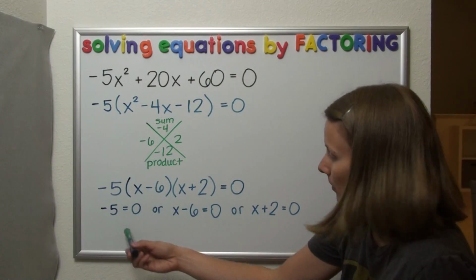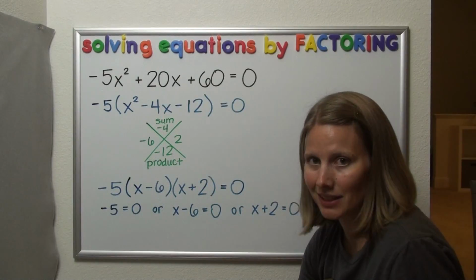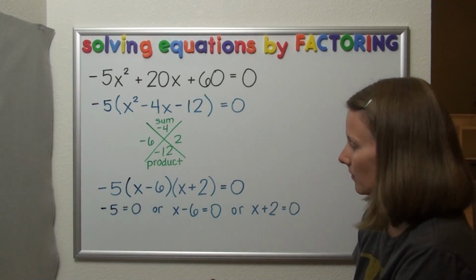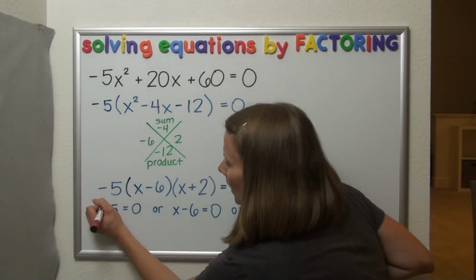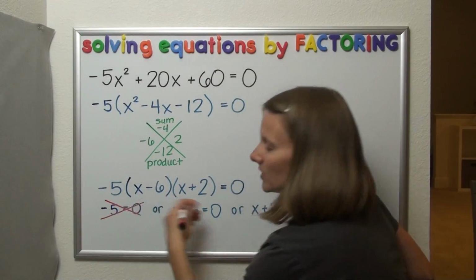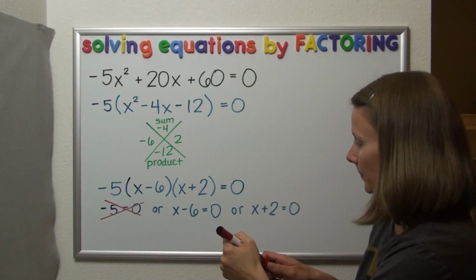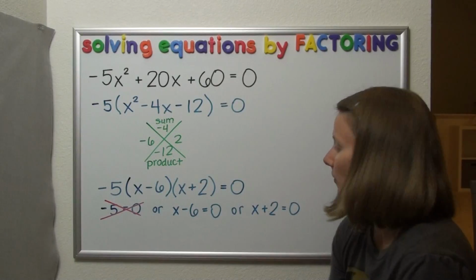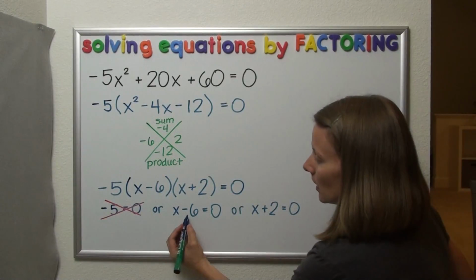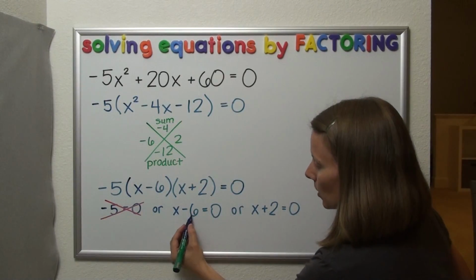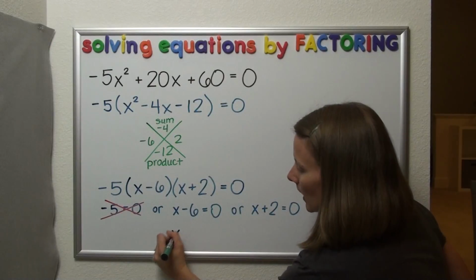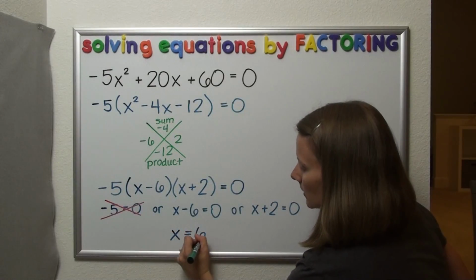Well, like we've seen before, we can't let a constant equals 0 because negative 5 just will not equal 0. So we're going to cross that one out. That leads to a dead end, so we can ignore it. These other two pieces, however, will give us solutions. For this first one, to isolate the x, we're going to move 6 to the right, and we get x equals positive 6.